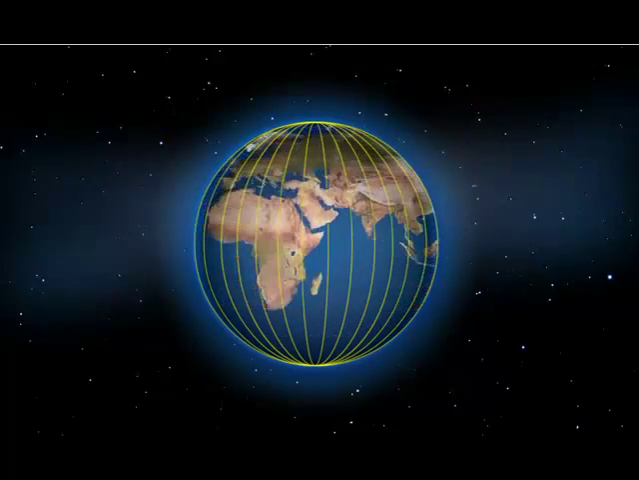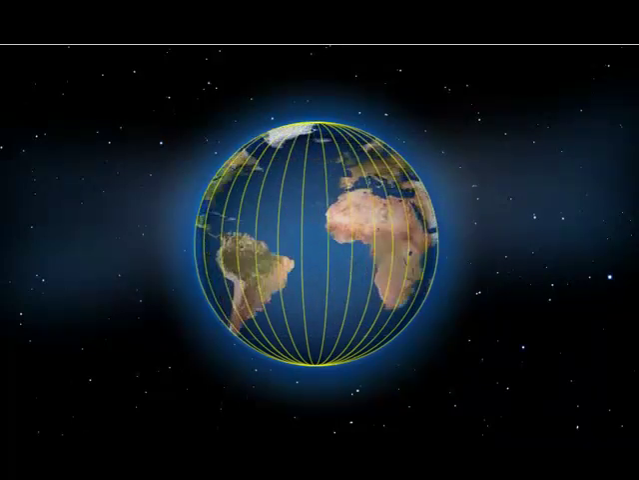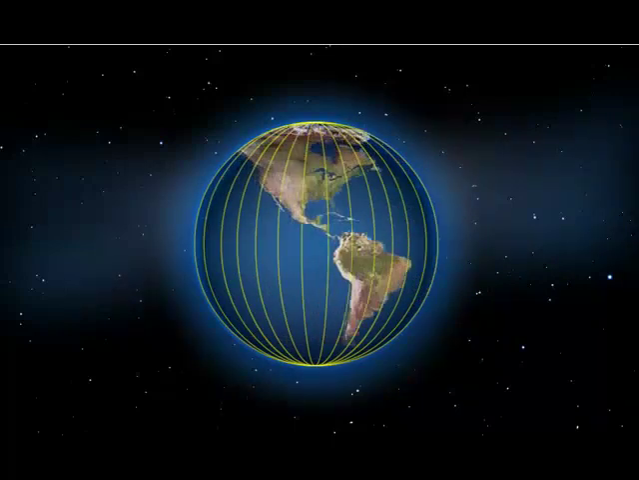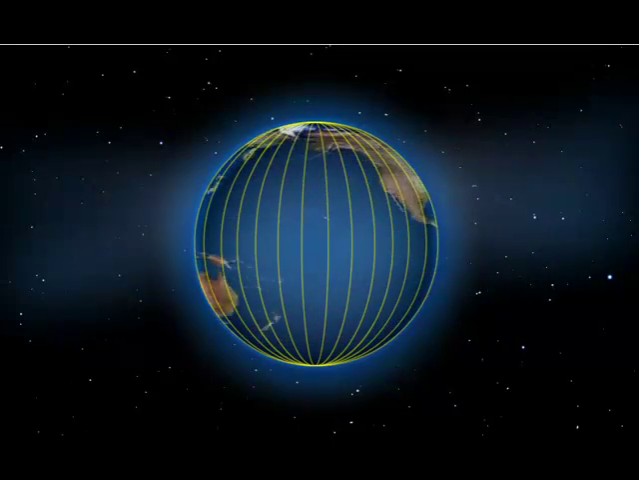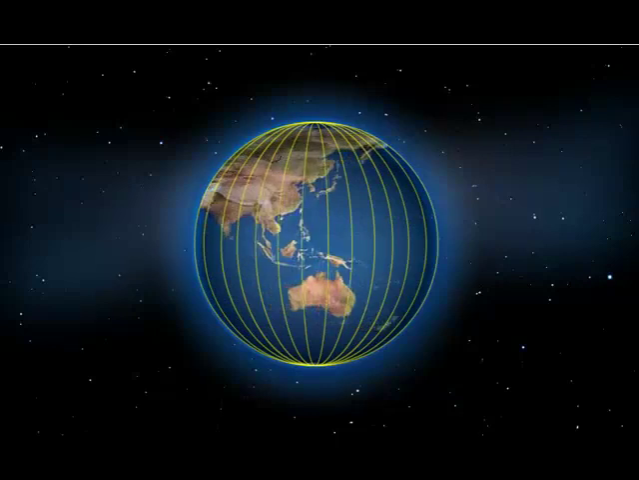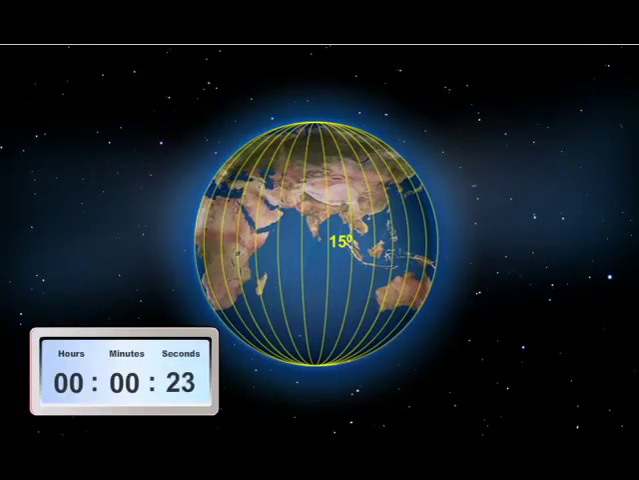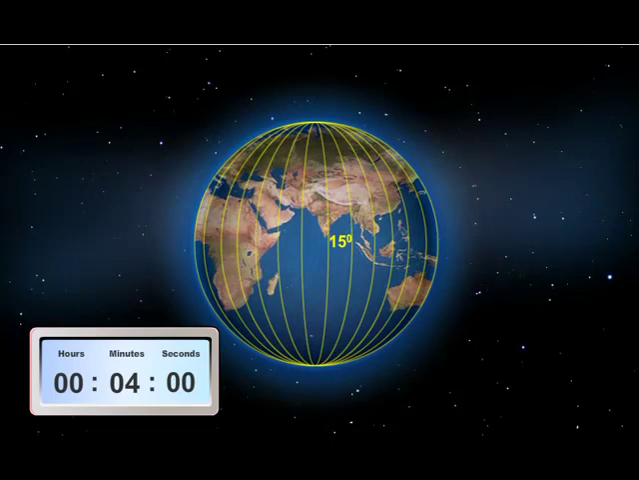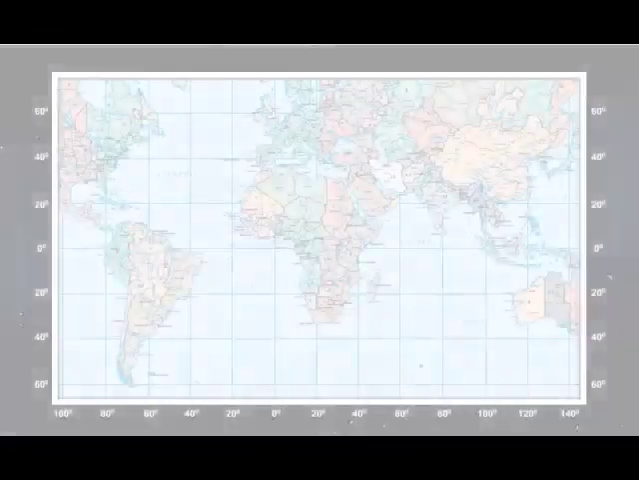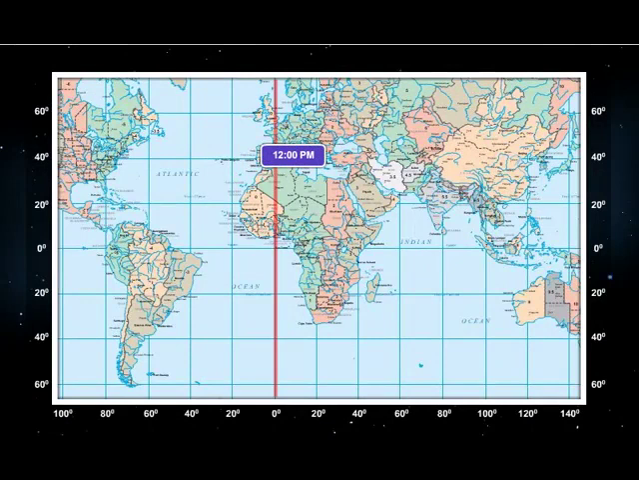If you were 80 degrees to the west of the prime meridian, your longitudinal location would be 80 degrees west. If you were 40 degrees north of the equator and 80 degrees to the west of the prime meridian, then your location would be 40 degrees north and 80 degrees west. The latitude and longitude of a place help to pinpoint the location of the place.